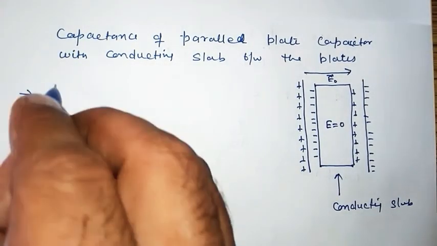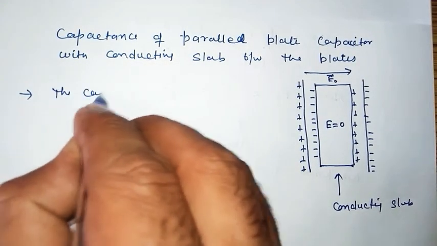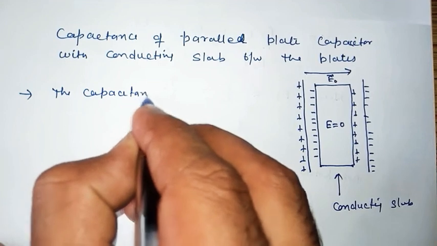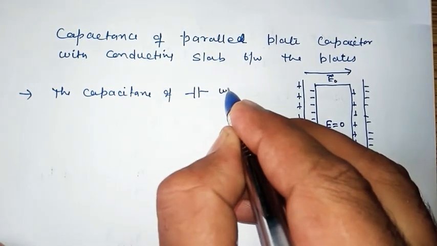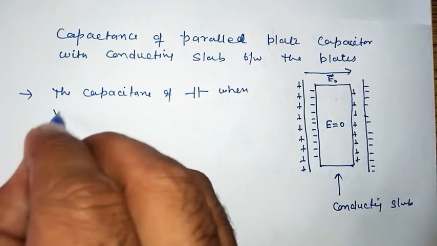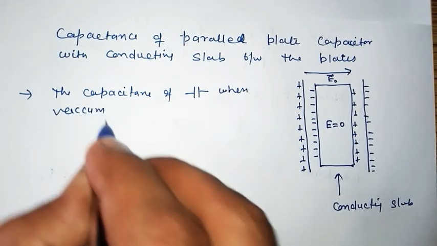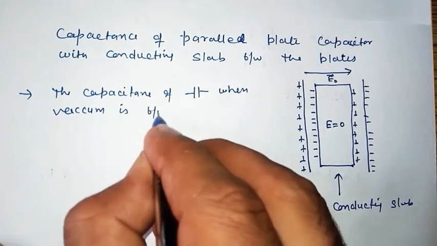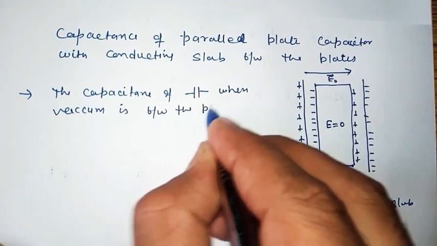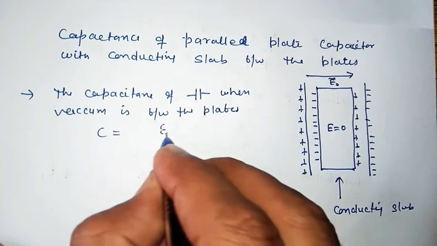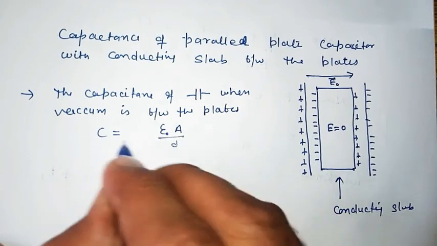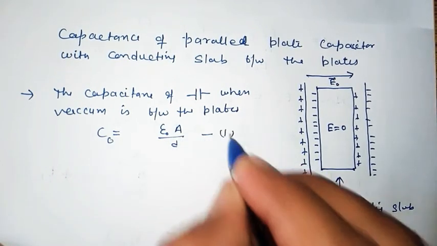So write down the capacitance of a parallel plate capacitor when vacuum is between the plates. C equal to epsilon 0 A upon D. Let it be C naught, equation number 1.